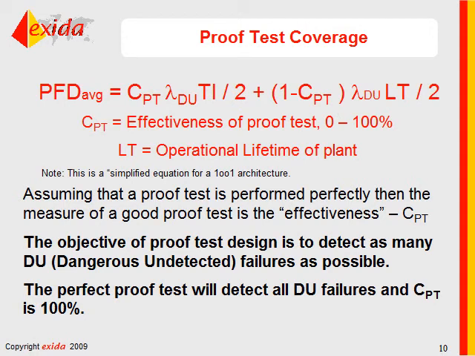So in the extreme, if we say that my proof test coverage is 100%, then my average probability of failure on demand formula will simplify to the dangerous undetected failure rate times the test interval divided by 2. The second portion of the equation will basically drop to 0.